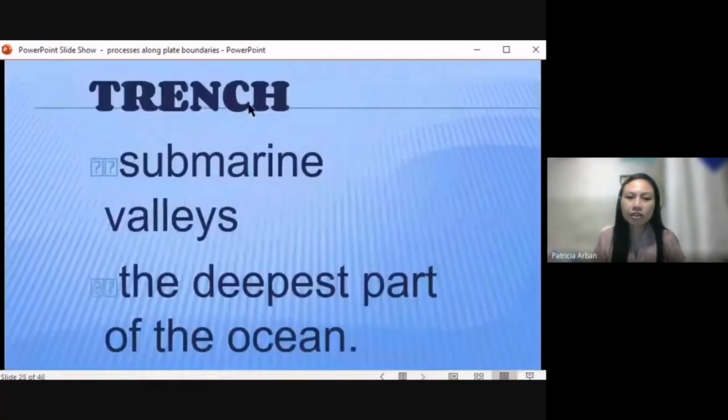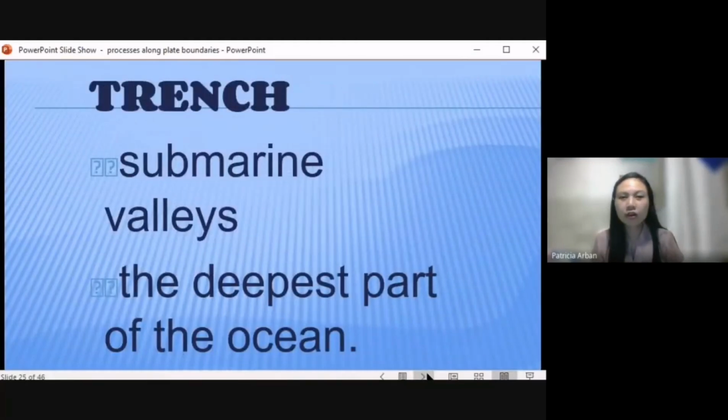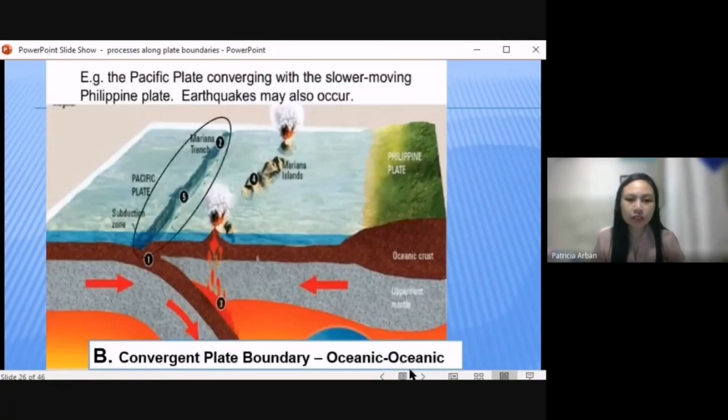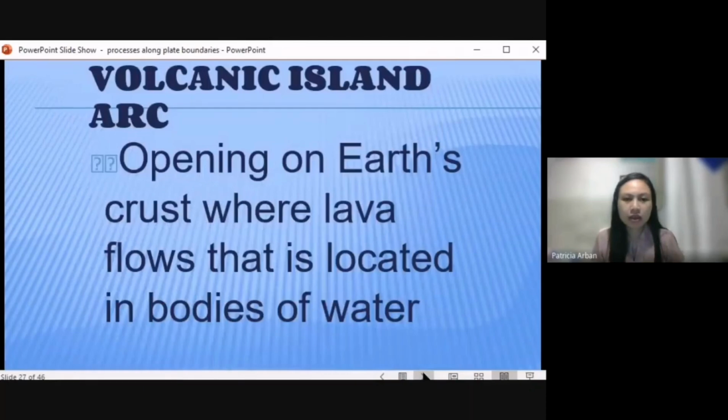Geologic features, trench. Hindi nawawala ang trench kapag may involved na oceanic crust. You will see later. Okay, so naayun yung trench natin, Mariana Trench. And then, volcanic island arc. As you can see here, ayan, hindi siya volcanic arc, it is volcanic island arc kasi island siya, napapalibutan siya ng tubig. Okay, ayan, opening in the Earth's crust where lava flows that is located in bodies of water. Okay, kaya siya tinawag na island arc kasi napapalibutan nga siya ng tubig.